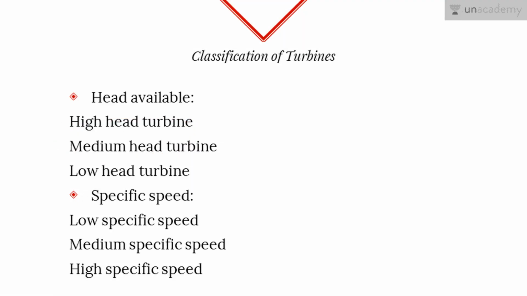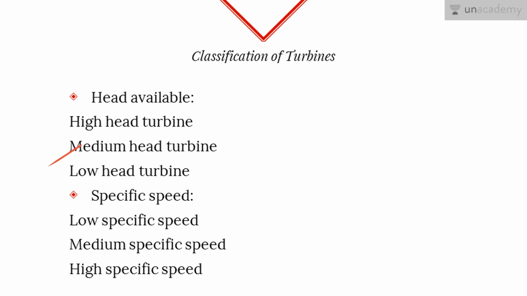So depending on the head available, turbines are classified into the following, namely the high head turbine. High head turbines vary in the range of 250 to 1800 meters, Pelton wheel being an example for it. Then there is the medium head turbine, which is around the range of 50 to 250 meters, Francis turbine being the example for it. And low head turbine, which is less than 50 meters, Kaplan turbine being the example for it.